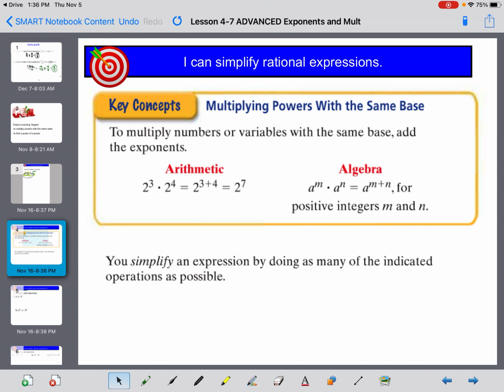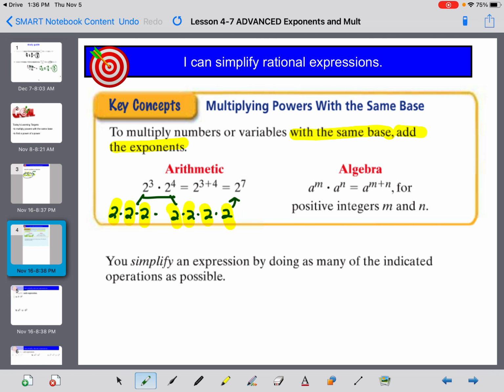This is in your notes. To multiply numbers or variables with the same base, make sure you know it has the same base, you can simply add the exponents. So 2 to the third times 2 to the fourth, that means 2 times 2 times 2, and this means 2 times 2 times 2 times 2, which is the same as there are 7, 1, 2, 3, 4, 5, 6, 7 2s, 2 to the seventh power. I could skip all of that work by adding the exponents.